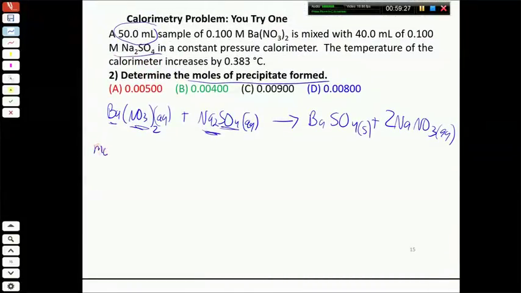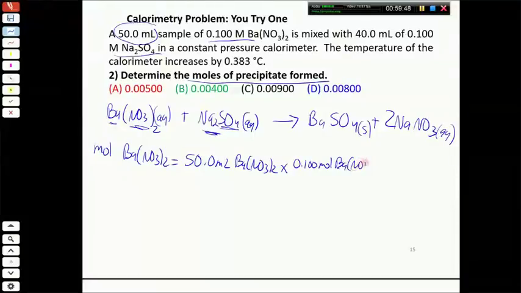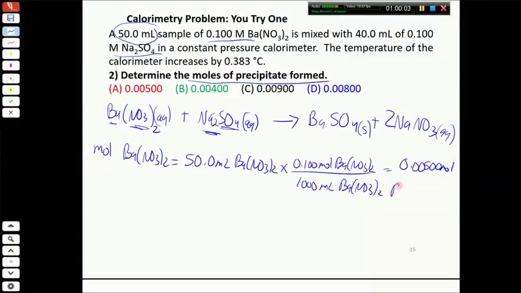Alright, so the moles of our first reactant, barium nitrate: we have 50 milliliters of that solution, and the molarity is 0.1. So you have 0.1 moles of barium nitrate per 1,000 milliliters of solution. So we have 0.00500 moles. And then the stoichiometric ratio is this number, 0.005, divided by the coefficient, which is 1. So that's the same number.